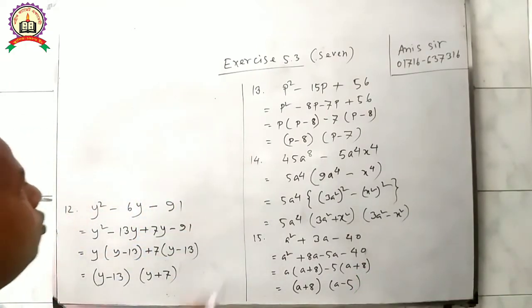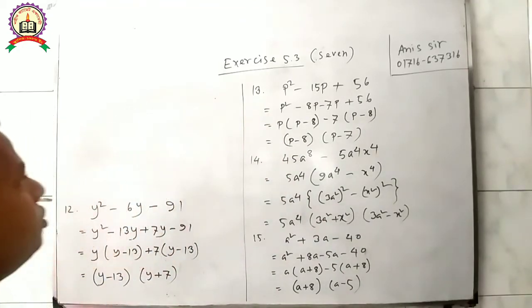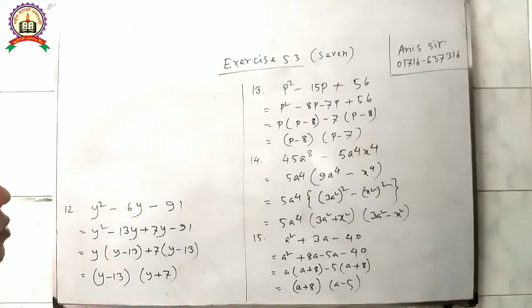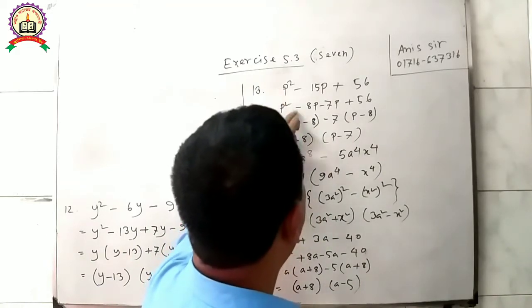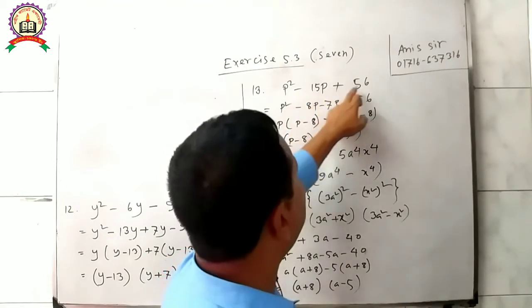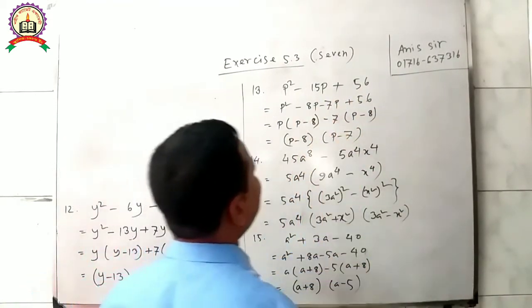Now, question number 13. It is also in the same way, you have to complete like 11 or 12. Here, p square minus 15p plus 56. So we have to separate in this way.